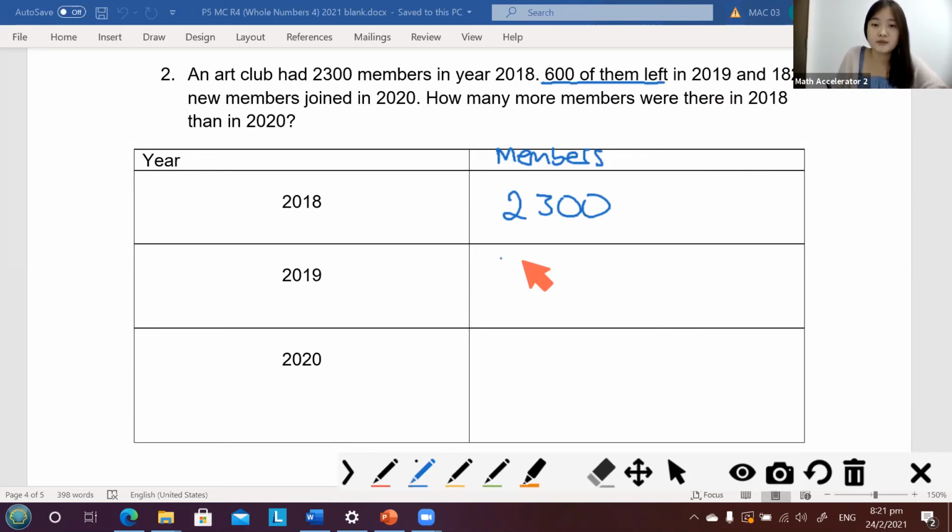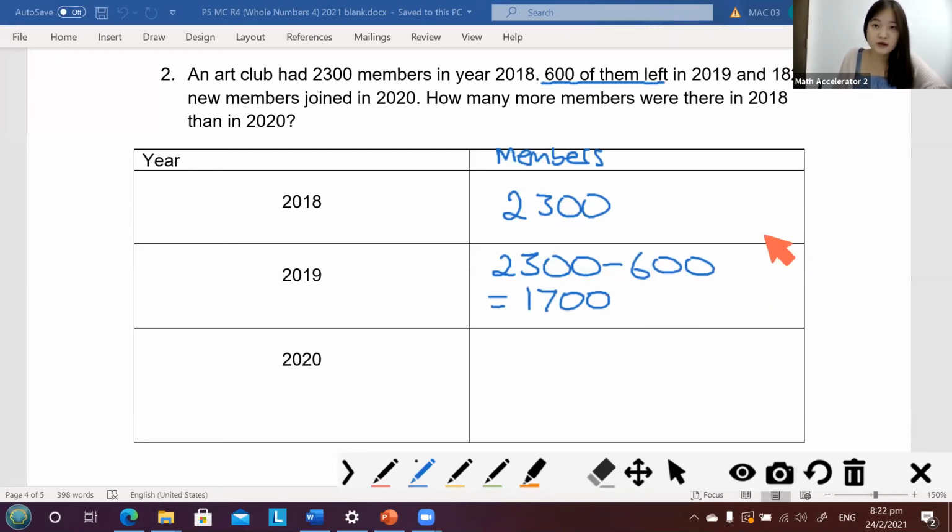Okay, step by step. Can you use your calculator? Or if you know the answer, can you give me the answer? 2,300 minus 600. Okay, thank you, Olivia. 1,700. Yep, Matthew, Emily, 1,700.